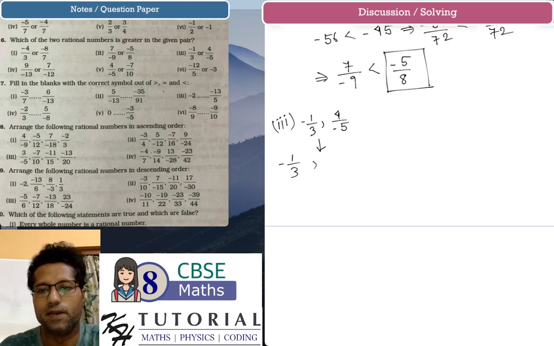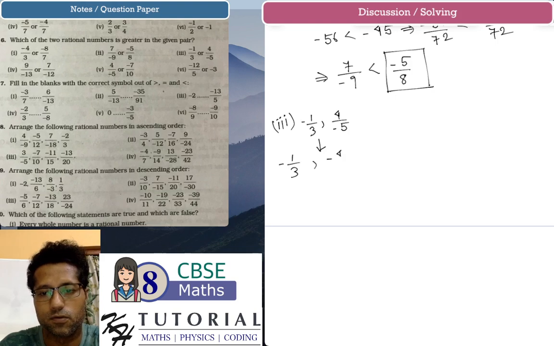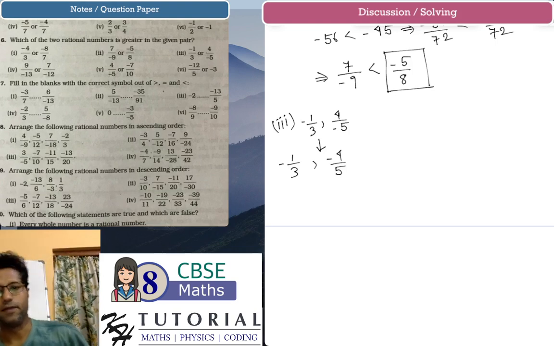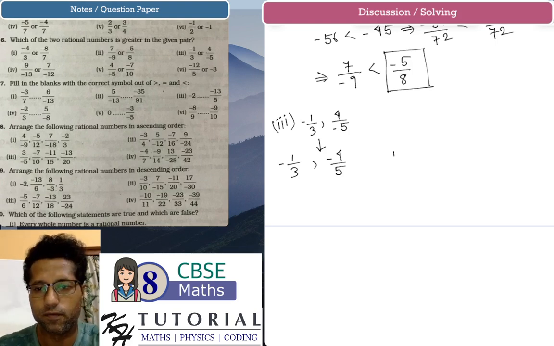So 4 by minus 5 will be, if you multiply both the numerator and the denominator with minus 1, it becomes minus 4 by 5. Now we see that both the rational numbers are negative, but the denominators are different. So we need to find the LCM of the denominators. LCM of 3 and 5 is 15.